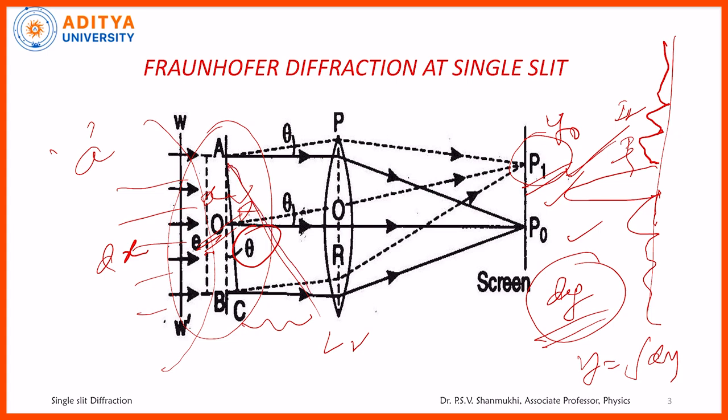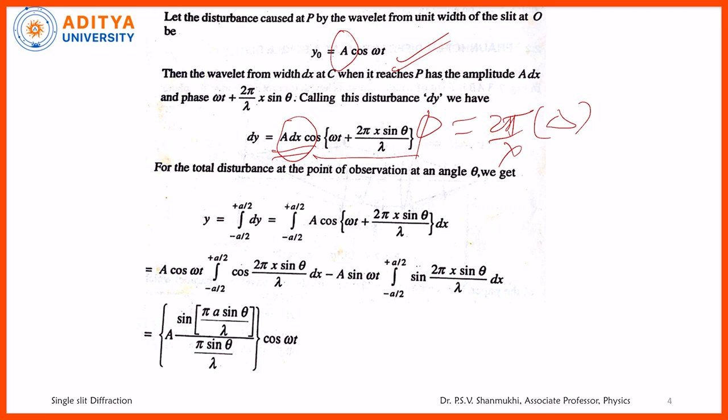Actually from this normal, the light rays have the same path, but starting from this point to this one, there is an extra path difference that is given by x sin theta. Now this x sin theta, 2 pi by lambda into x sin theta, we write here. So what is dy? dy is a dx cos(omega t plus phi). What is the phase difference? 2 pi by lambda times delta, that is x sin theta. So this is a small disturbance or displacement.